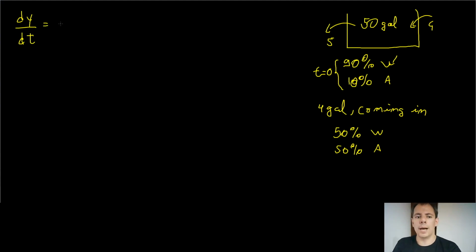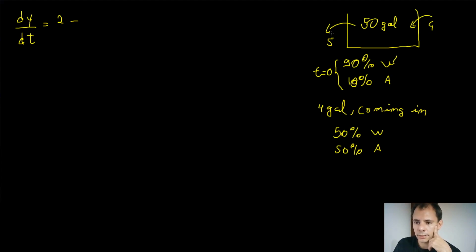is going to be equal to how much alcohol is coming in? Well, it's just going to be 2 gallons a minute. Why? Because 4 gallons are coming in, 50% water, 50% alcohol, so it's 2. Okay. How much is going out? Well, you see, how much of solution is going out?